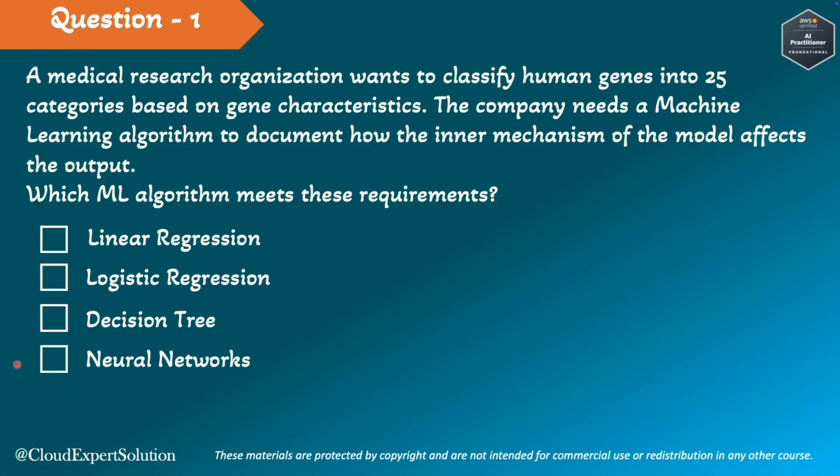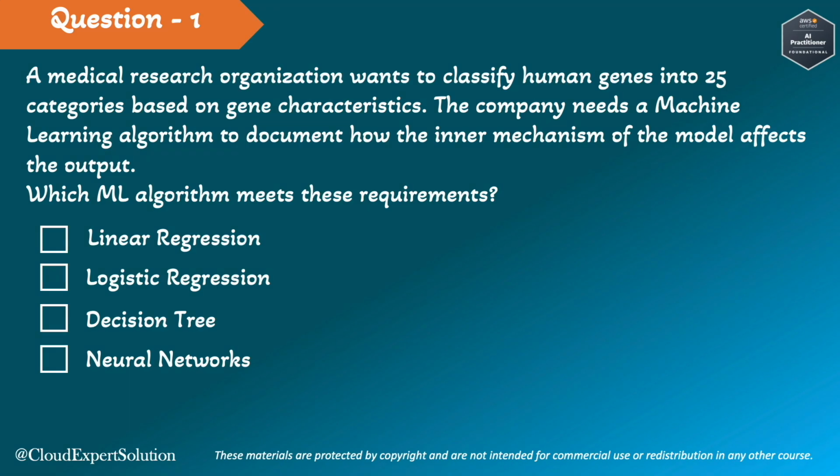Let's jump and see some sample questions that you can expect during the certification. Here is the first question. A medical research organization wants to classify human genes into 25 categories based on the gene characteristics. The company needs a machine learning algorithm to document how the inner mechanisms of the model affects the output. Which machine learning algorithm meets these requirements? And the options are linear regression, logistic regression, decision tree, and neural network. If you need time to figure out the answer, you can pause the video here. Once you are done, you can join us.